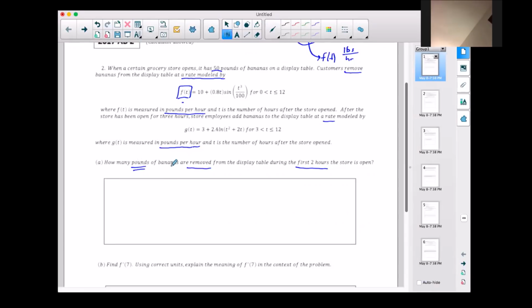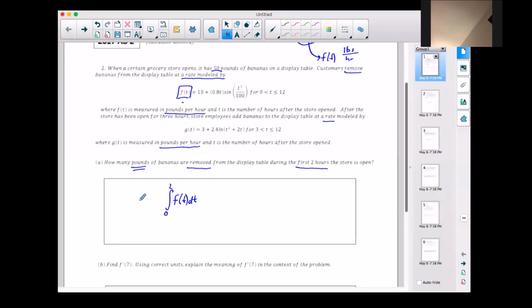So whenever you're given a rate and you're wanting to know a total, what we're going to end up doing is integrating at some point. And so here it even gives us the nice interval. It says during the first 2 hours. So if we want to figure out how many pounds of bananas are removed, we're going to integrate the rate out equation, the removal equation. So that's going to be the integral of f of t dt from 0 to 2.